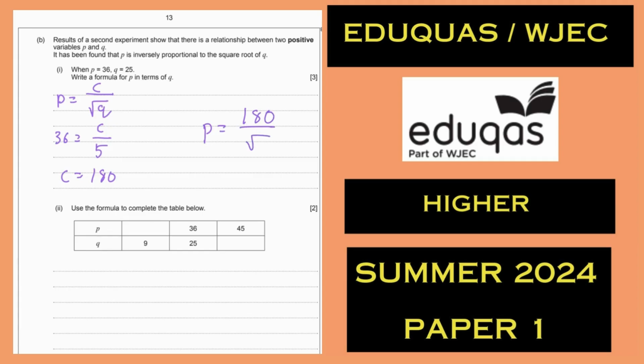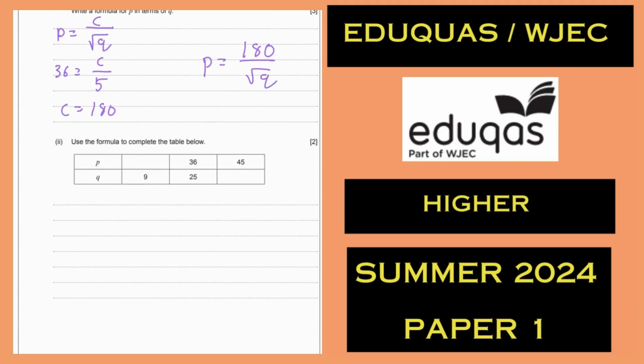P equals 180 over the square root of Q. And now for part II, you've just got to sub it in. If you replace the Q with 9, you'll get 180 divided by 3. Bit harder for this one because it's the other way around. So let's replace P with 45.